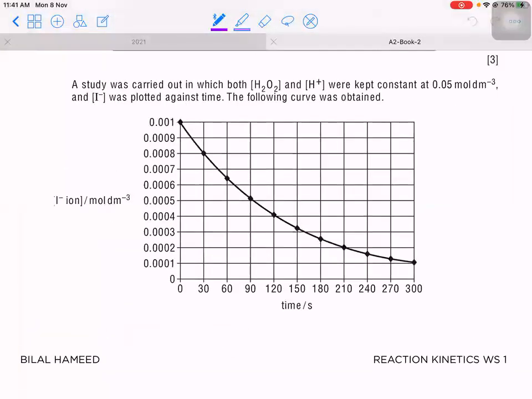For example, if they ask you to determine the order with respect to iodide ion, what is the initial concentration? 0.01. What will be the half of this value? 0.005. What is the time taken? 90 seconds. Then what will be the half of 0.005? 0.0025. And this comes out to be 180. So 180 minus 90 is 90 seconds.